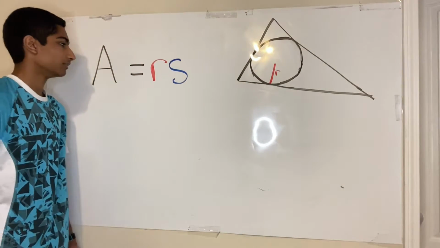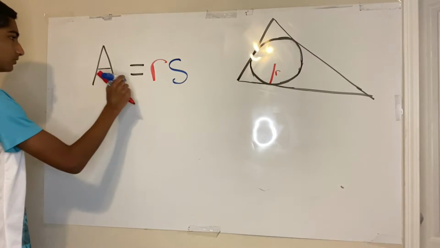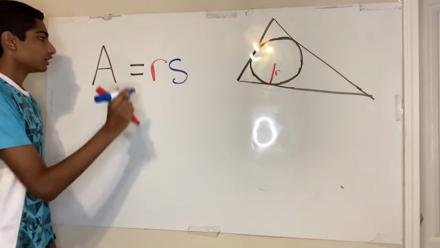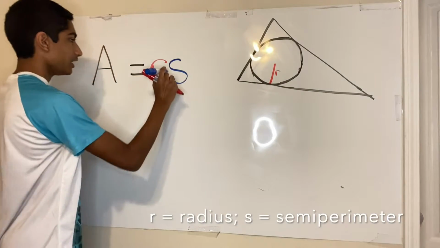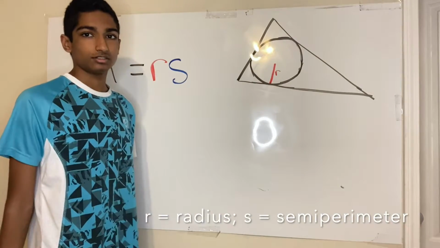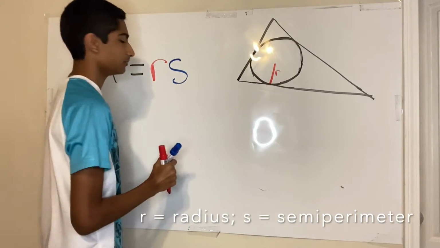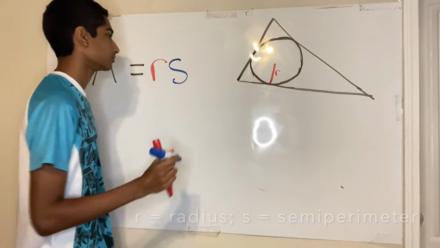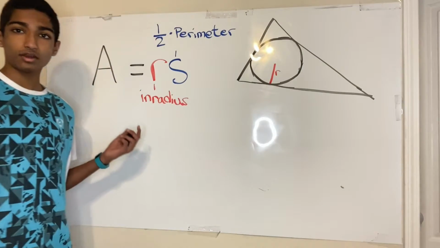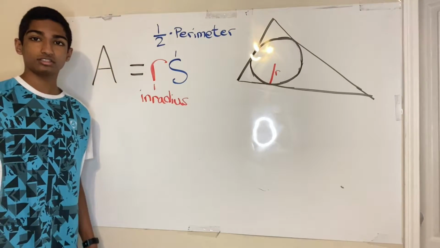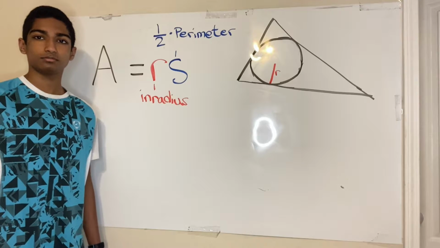Now let's get into the formula. So the formula says area is equal to r times s. R standing for the radius, which is the radius of the inscribed circle, and s standing for the semi-perimeter, and that is basically half the perimeter. So let me write those things down real quick. Okay, now that we have this, let's jump into the second formula we need to solve this problem.